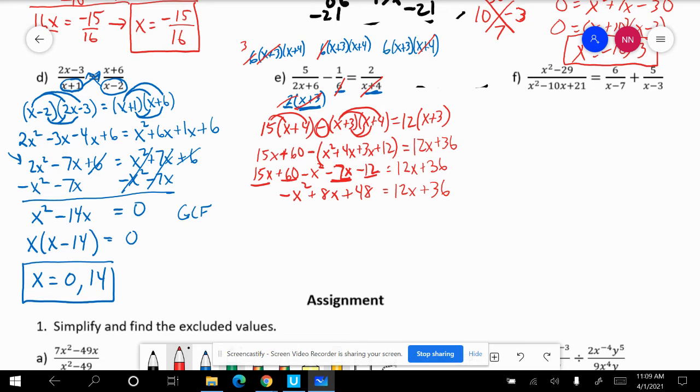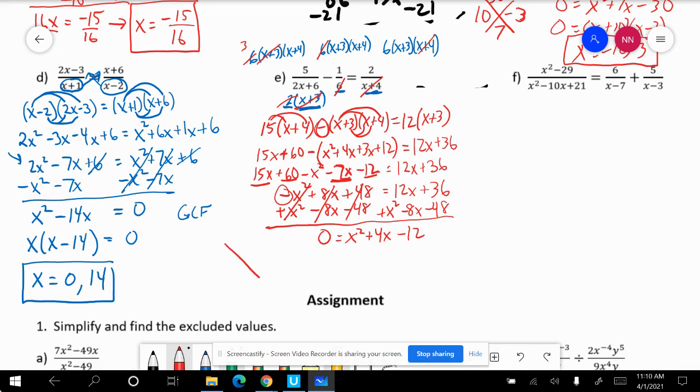Now what I need is the x squared to be by itself. The problem is I have a negative x squared. So I'm going to add the x squared on the other side, so that way it's positive and it makes it easier to factor. I'm going to subtract the 8x and subtract the 48. So now when I do that, I set it equal to 0. I have x squared plus 4x minus 12.